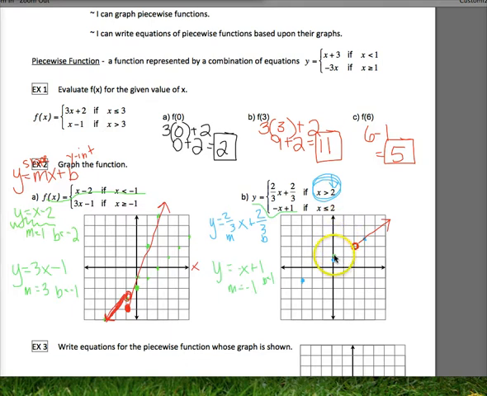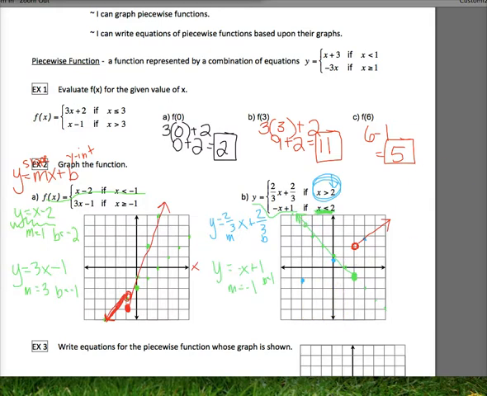A slope of negative 1 means down 1, right 1, down 1, right 1. Or you could also go up 1, left 1, up 1, left 1, and so on and so forth. Now, I don't want to graph the whole line. Go to my breaking point, which is where x is 2. So here's where x is 2 on that green line. This one is going to be a closed circle. And it says I want the part where x is less than that breaking point, so this part is what I'm connecting.